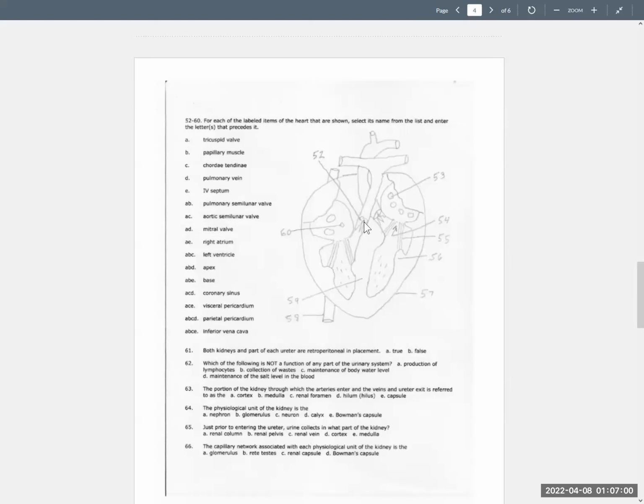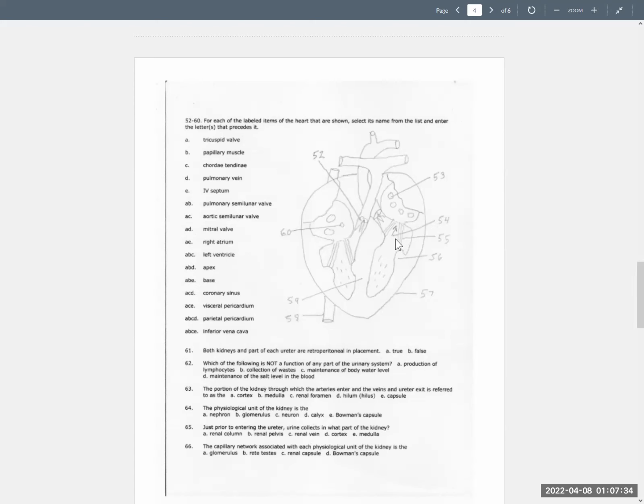52 is here, and wants to know what this structure is. This is the pulmonary semilunar valve. Now, if you want to put next to 52, the answer is AB. Okay. This was meant for a scantron. 53 is over here. And these are the 4 pulmonary veins. And the answer would be D.